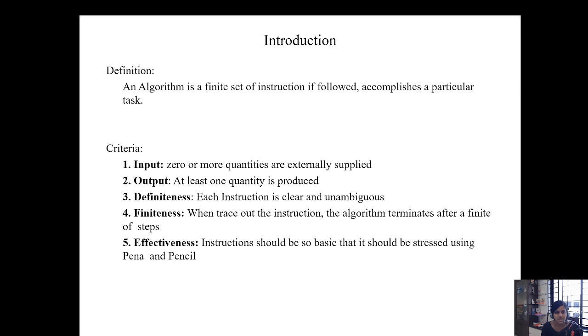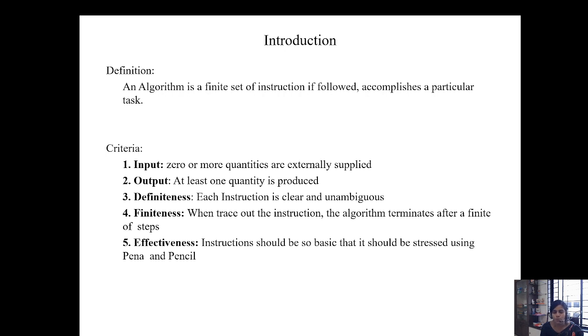So what are the different criteria for an algorithm? The first main criterion is input. To write any algorithm, we have to provide zero or more quantities of input for that algorithm. Either the input can be given in the program itself or it can be supplied externally. If the input is given in the program, we call it zero input, and if the input is given externally, we call it externally supplied input.